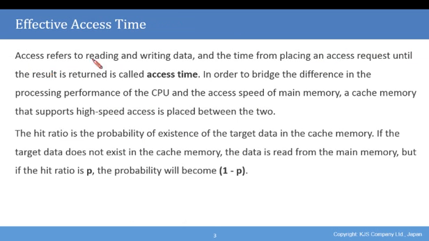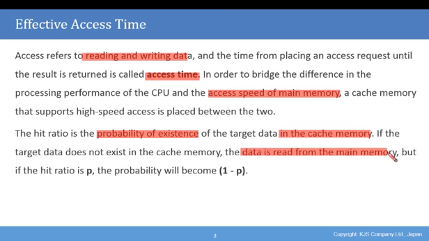Access refers to reading and writing data, and the time from placing an access request until the result is returned is called access time. In order to bridge the difference in the processing performance of the CPU and the access speed of main memory, a cache memory that supports high-speed access is placed between the two. The hit ratio is the probability of existence of the target data in the cache memory. If the target data does not exist in the cache memory, the data is read from the main memory.